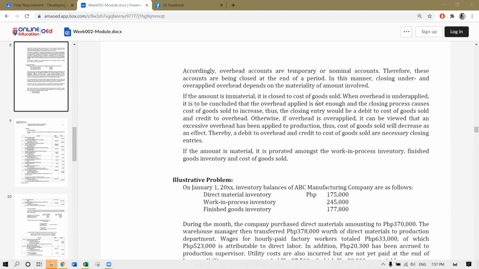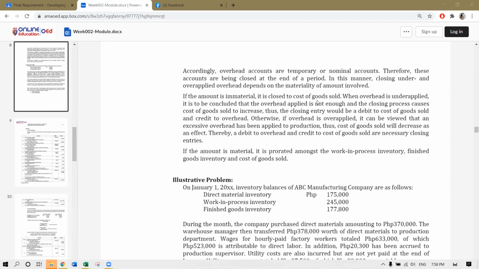Adiha, when overhead is under-applied, it is to be concluded that the overhead applied is not enough and the closing process causes cost of goods sold to increase. Siyempre, pag under-applied ang aton cost of goods, ang aton overhead, dudugtungan naton para di na maging under-applied. So, ang aton under-application, again, close naton to cost of goods sold. So, definitely, ma-debit kita hin cost of goods sold. Okay.